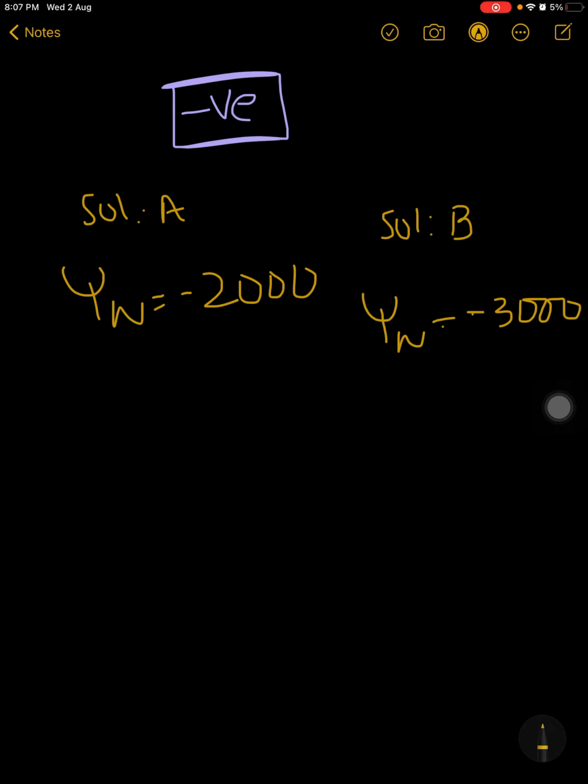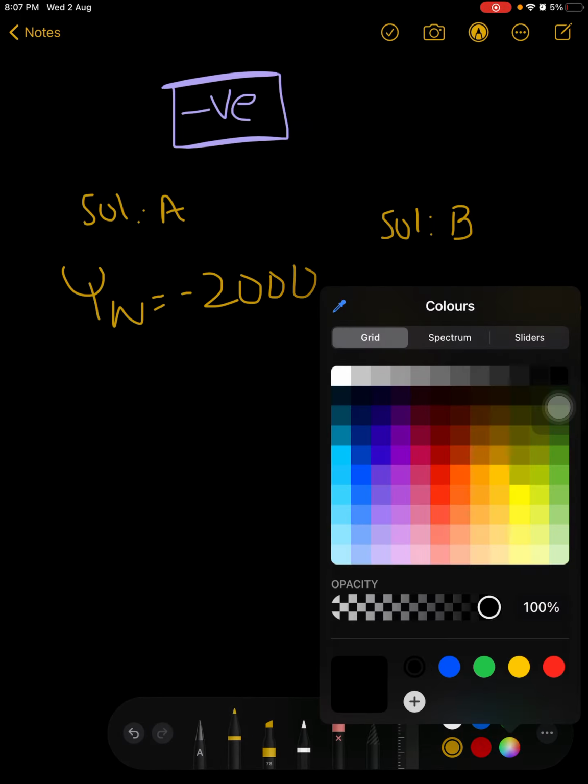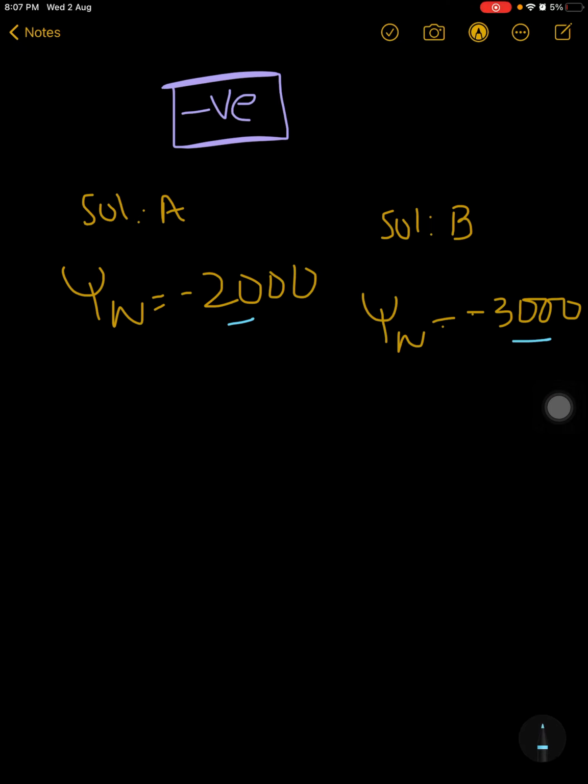We have discussed that water always moves from high water potential to low water potential. So keep one thing in mind, that here it is a negative sign, right? Now, minus 2000 is greater or minus 3000 is greater? According to me, minus 2000 is greater than minus 3000 because of the negative sign. So water will move from here to here, right? It means this has the high water potential.